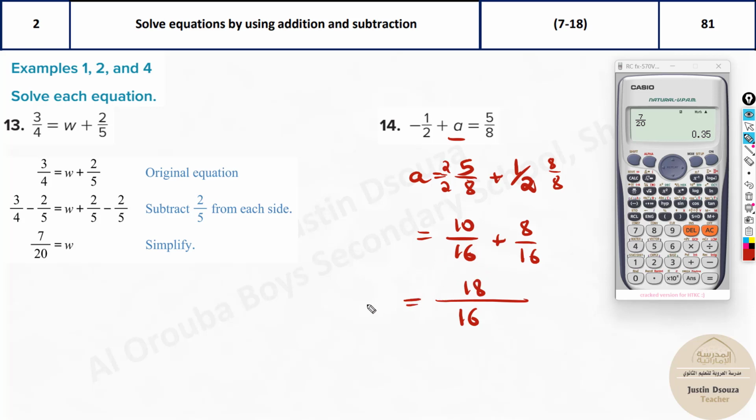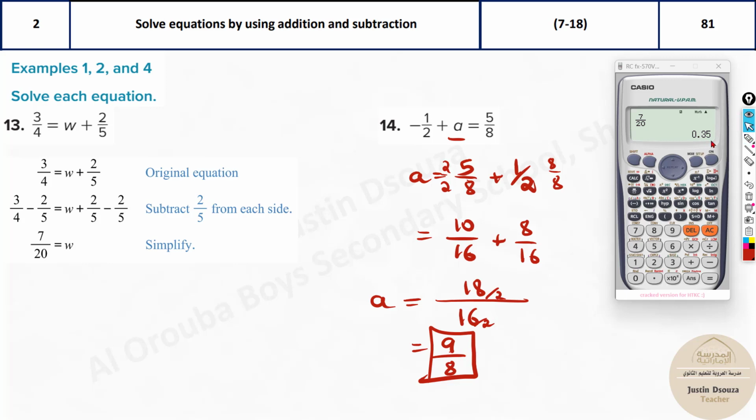Now this can be simplified further, because you know 2 is a common term. Why? Divide both the sides by 2. What do you get? You will get 9 by 8. This is the most simplified answer.